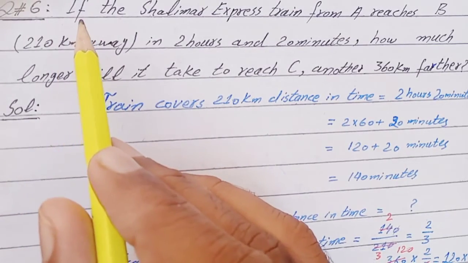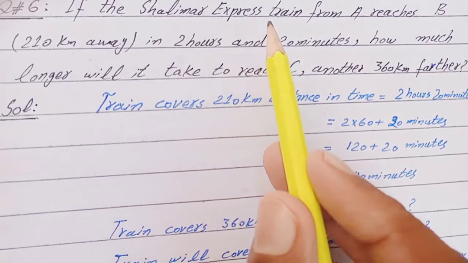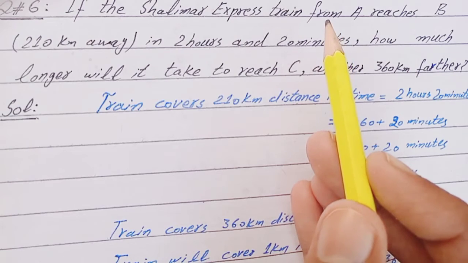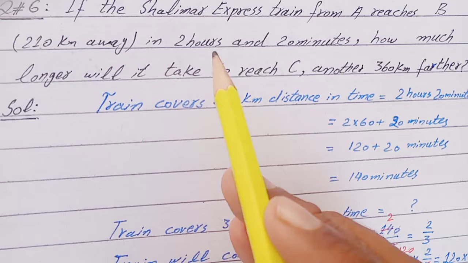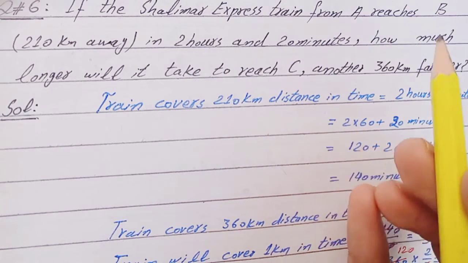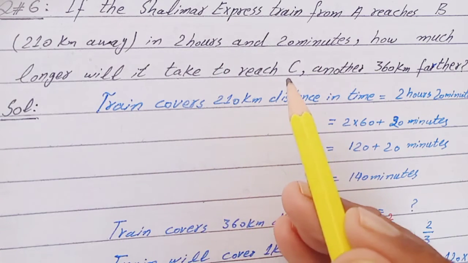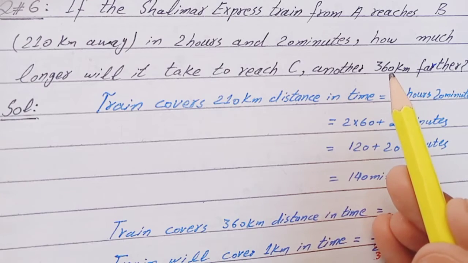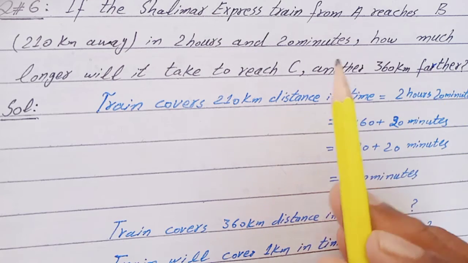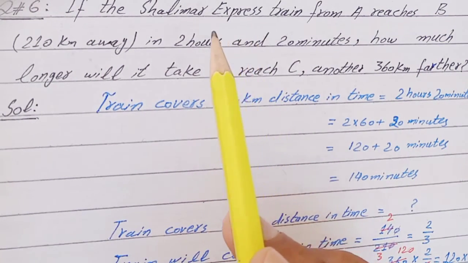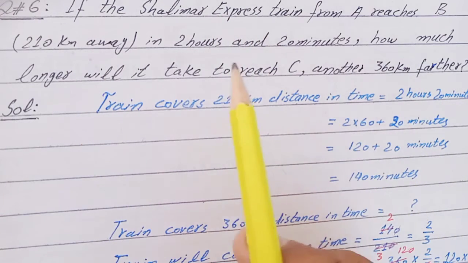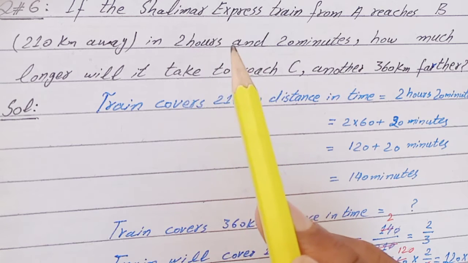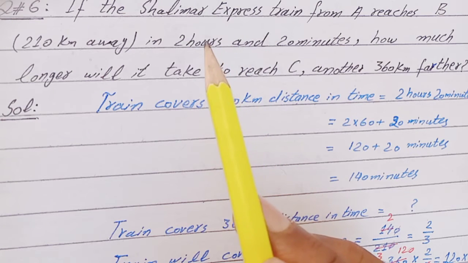Now question number 6 is written as: if the Shalimar Express train from A reached B 210 km away in 2 hours and 20 minutes, how much longer will it take to reach C another 360 km farther? You have noted that distance is given 2 times and time is given 1 time. It means we have to find the second time.